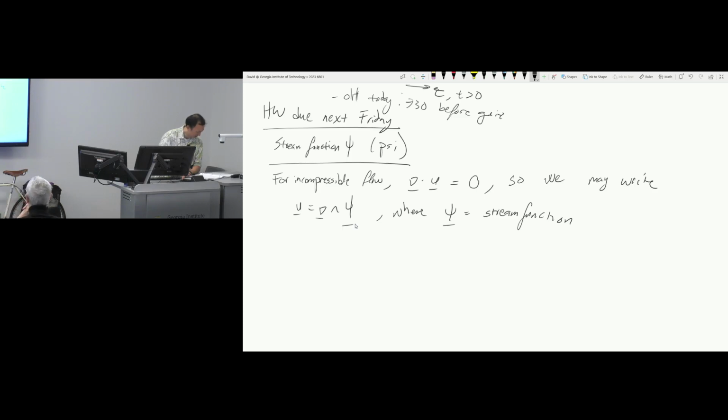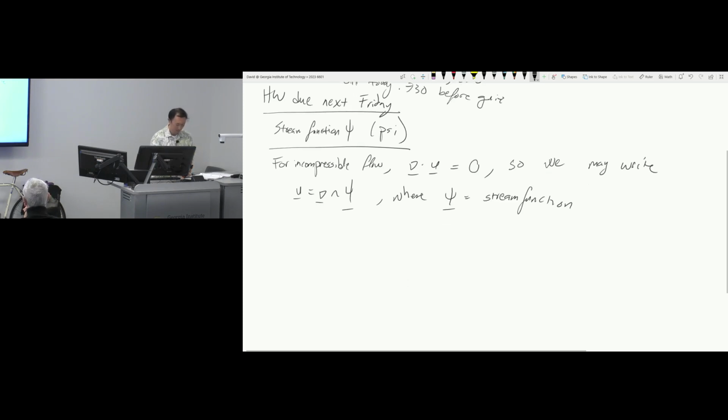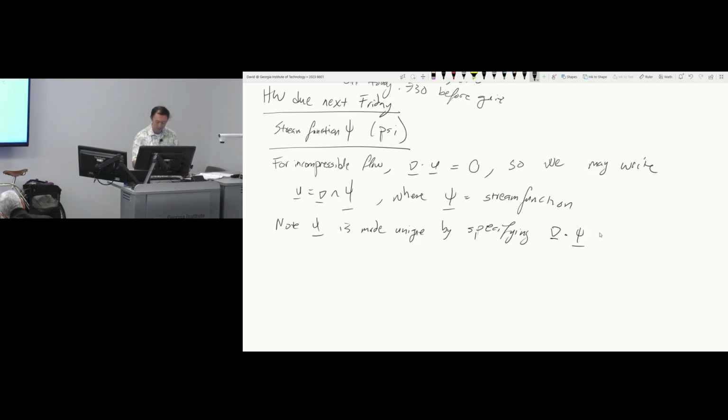Wait, curl of a del cross. Yeah, you need it to be a vector. All right. So, note psi is made unique by specifying its divergence is zero. There's arbitrariness, so the information in stream functions is in the derivatives of it. There are some arbitrary constants, so you can basically make it unique by also specifying that it's divergence free.